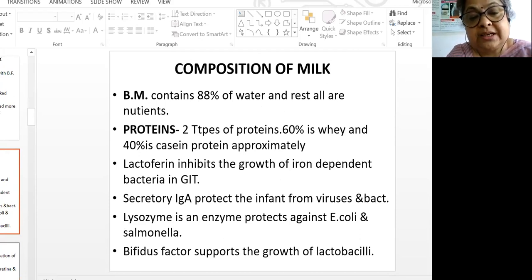What are these nutrients? First is the proteins. Two types of proteins are there in breast milk. That is, 60% is whey protein and 40% is casein. So it is in the ratio of approximately 60-40 in the breast milk.